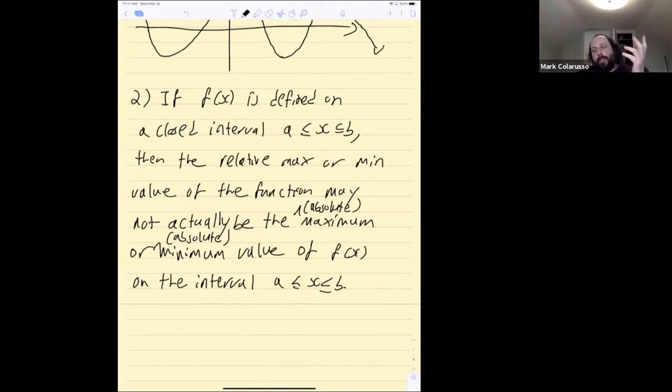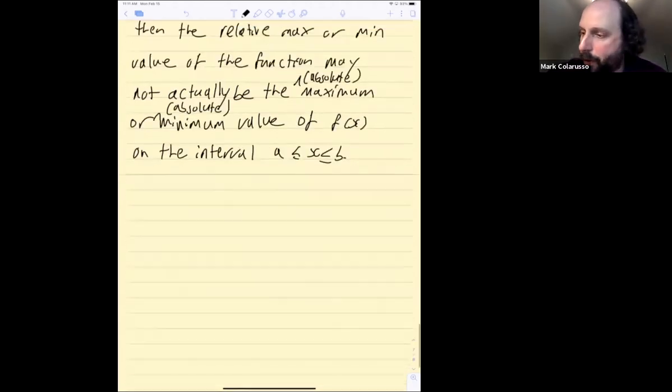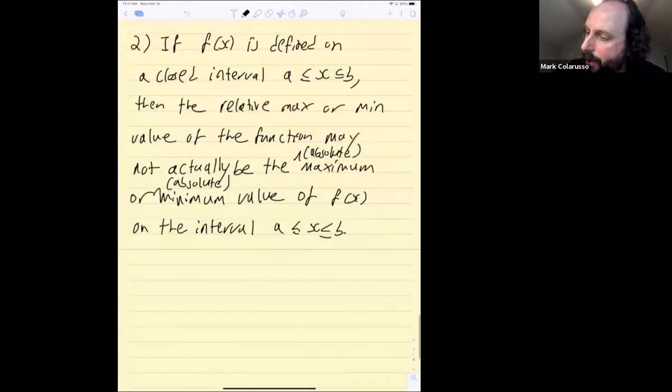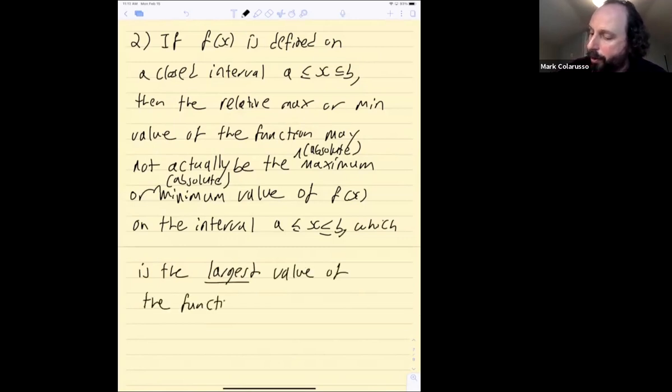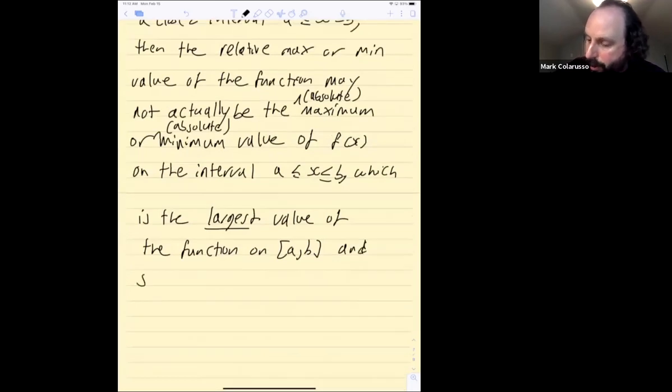So let me give you an example of the kind of thing I'm talking about in pictures, so you believe that there's something going on here. It may not be the absolute maximum or absolute minimum value of the function on the interval, which is the largest value of the function on the interval a, b, and the smallest value of the function respectively on the interval a, b.